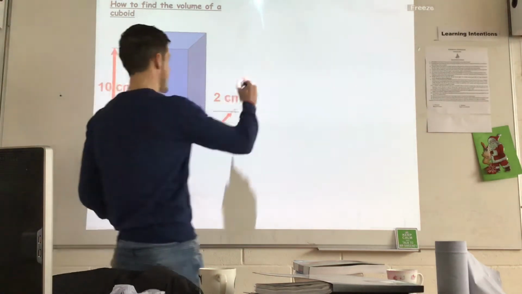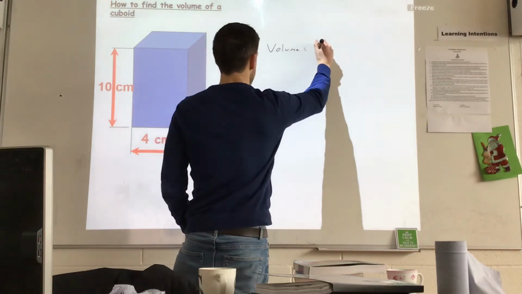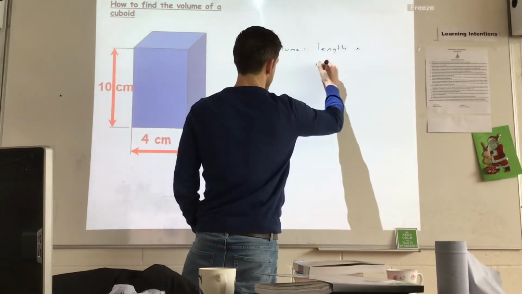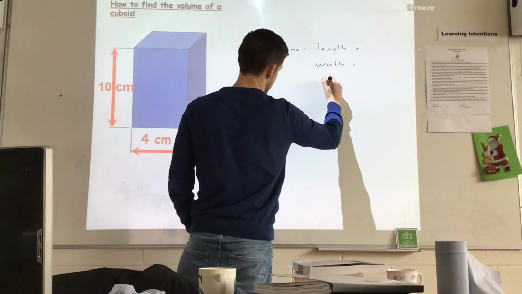Because the volume of a cuboid is the length times by the width times by the height.